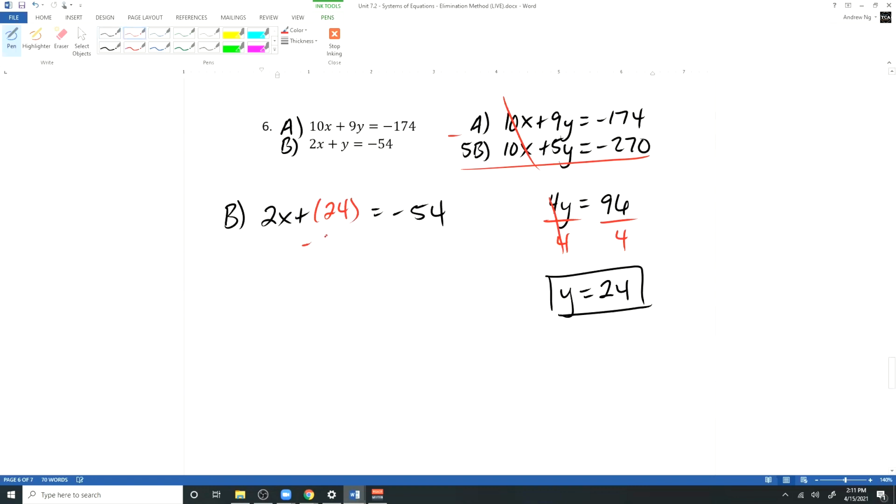Let's subtract 24 from both sides. Two x is equal to negative 78. And then finally, negative 78, we'll divide both sides by 2. X equals negative 39.